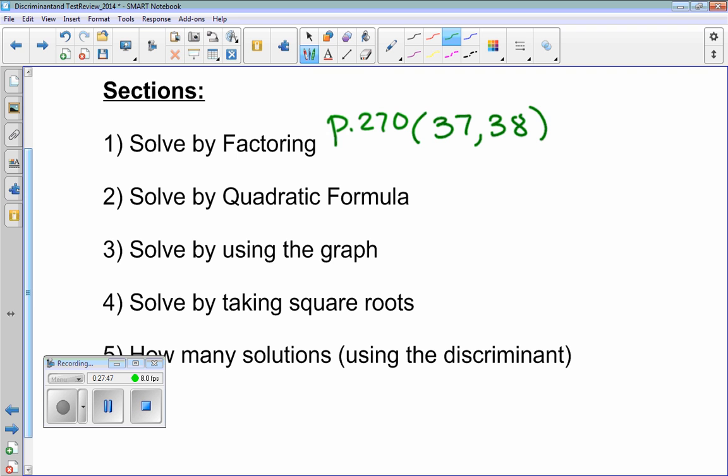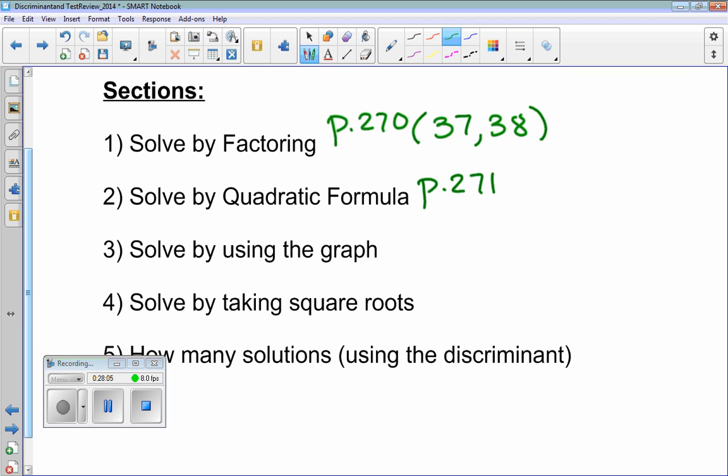I'm only giving you 2 problems to solve by factoring. There's obviously going to be more than that on your test, but I'm just going to give you 2. Solving by the quadratic formula. I have a question. Give me just a second, please. It's really important. Okay, can I finish what I'm doing, and then I'll be glad to answer your question.